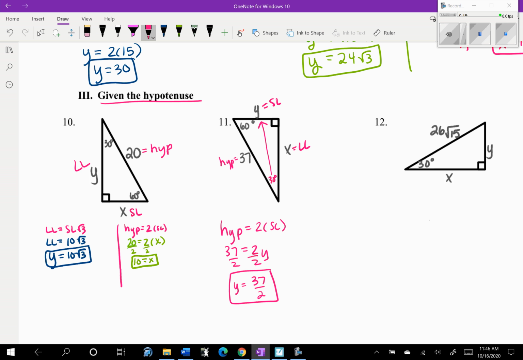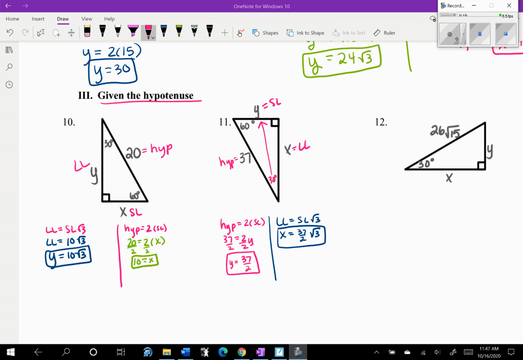There we go. And now I can solve for the long leg. Long leg is equal to short leg root 3. So the long leg x is equal to the short leg, which we just said was 37 over 2, times the square root of 3. And that does not simplify at all, so that would be our answer.